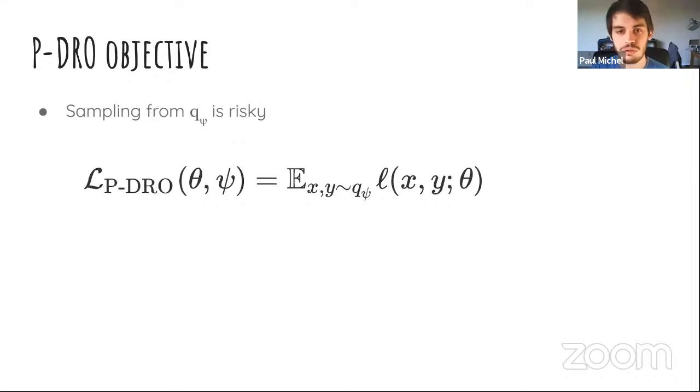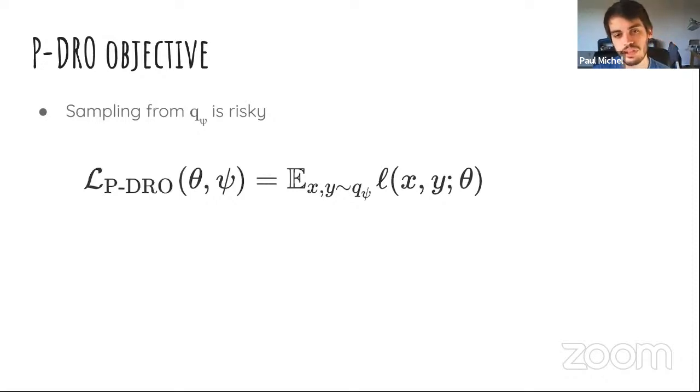One thing I'm going to gloss over because it's not that interesting, but essentially this is what the loss looks like, and that's what we want to minimize in terms of the parameter theta, and we want to maximize in terms of the parameters psi of the adversary. This can be risky because if we sample from the adversary, which is again a neural language model, for instance, if somehow we don't initialize it properly or it diverges during training, we might end up sampling very bad examples. And that might derail the entire training process.